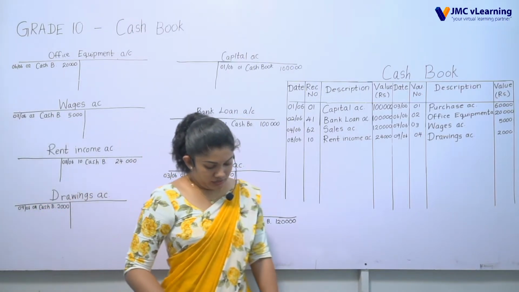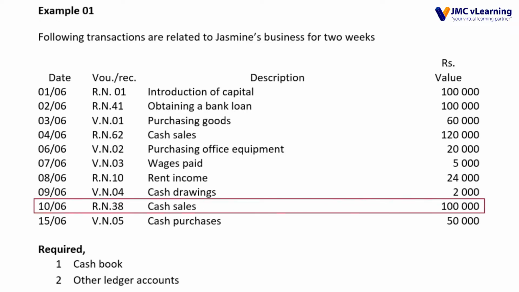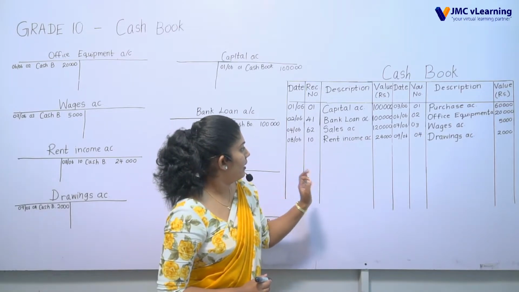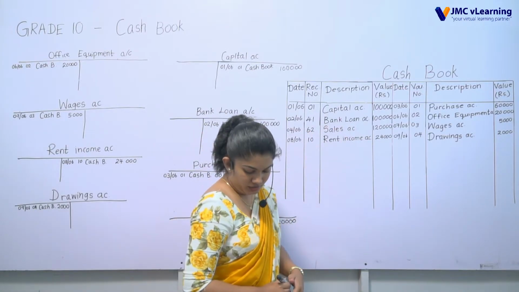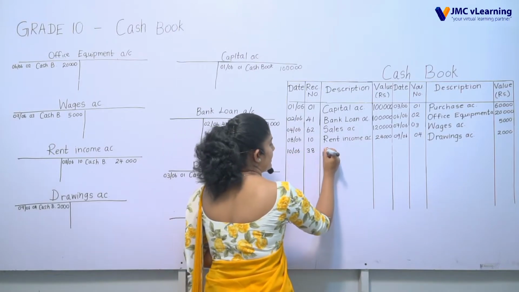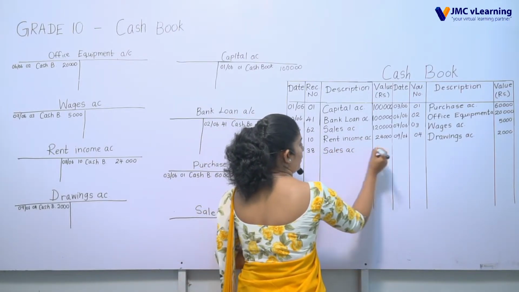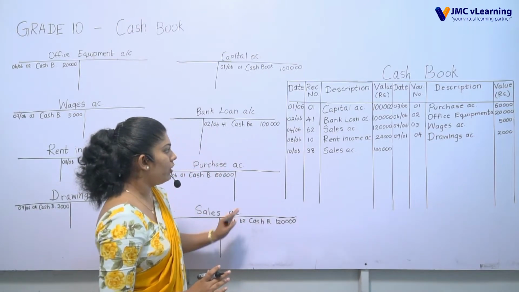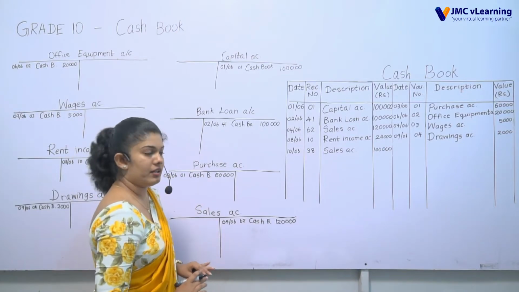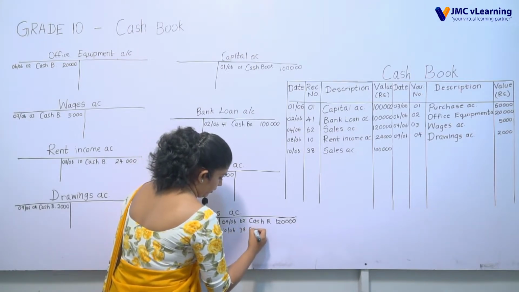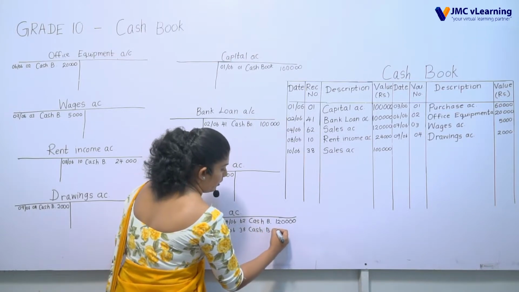And other transactions. 10th of June, cash sales 100,000, receipt number 38. It's a cash sale, therefore it is an income. To record it, receipt number 38, 10th of June, sales account 100,000. We have already opened up a sales account, therefore we have to record this transaction with the different date. 10th of June, 38, cash book 100,000.